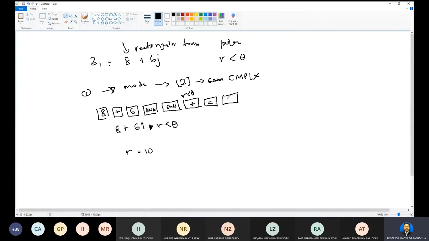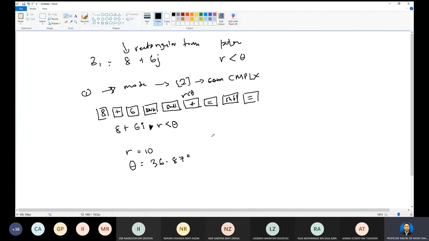So shift, and press another one here. Shift. Next it will display this value: 36.87 degrees. So this is from rectangular to polar. So this is some revision on how to use your calculator to convert from rectangular to polar.